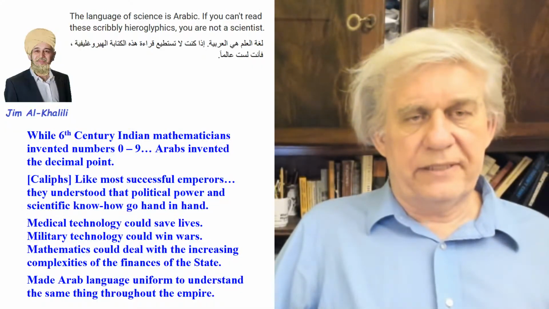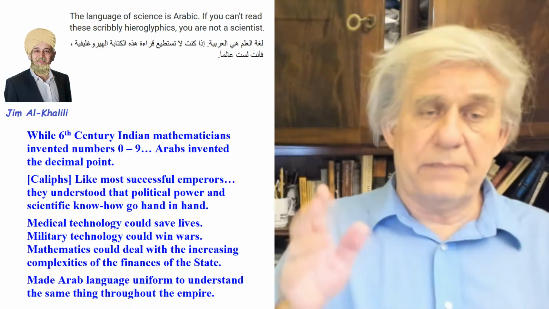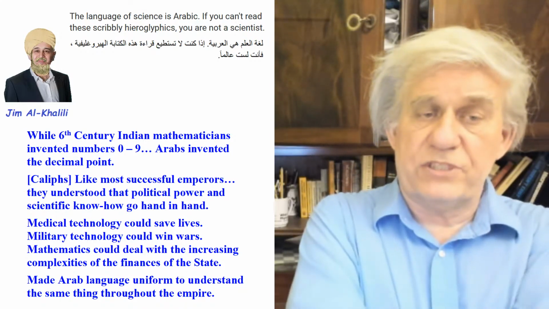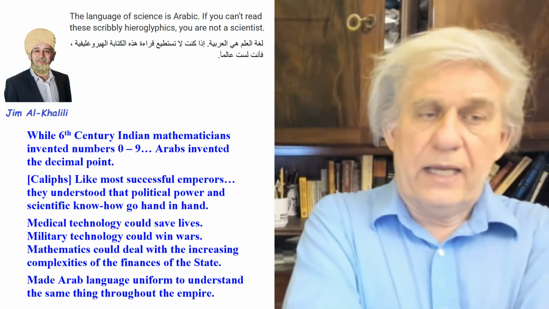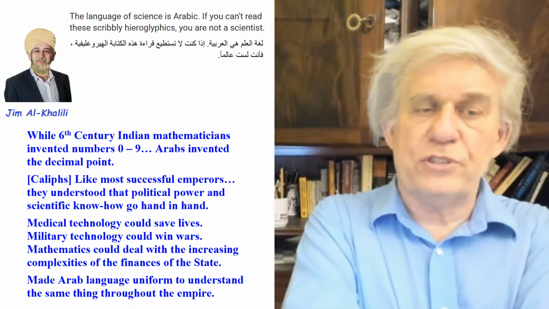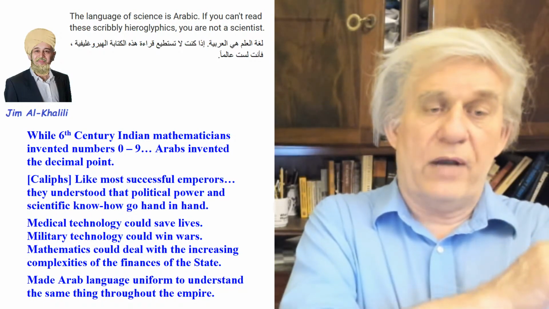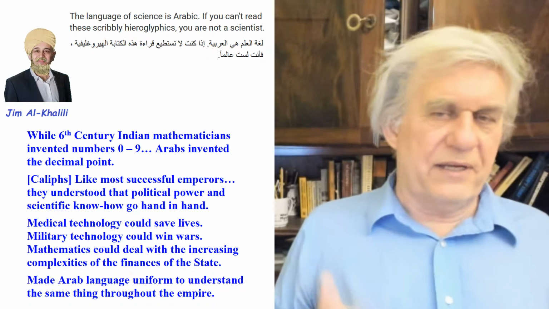Okay, so Al-Khalili continues here and he says, while 6th century Indian mathematicians invented numbers 0 through 9, Arabs invented the decimal point. Good for them. Caliphs, like most successful emperors, they understood that political power and scientific know-how go hand in hand. Yeah, okay. But again, not scientific know-how.